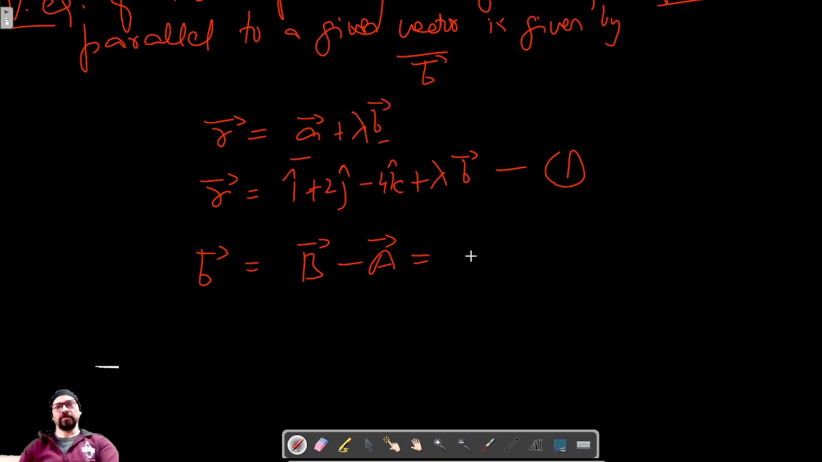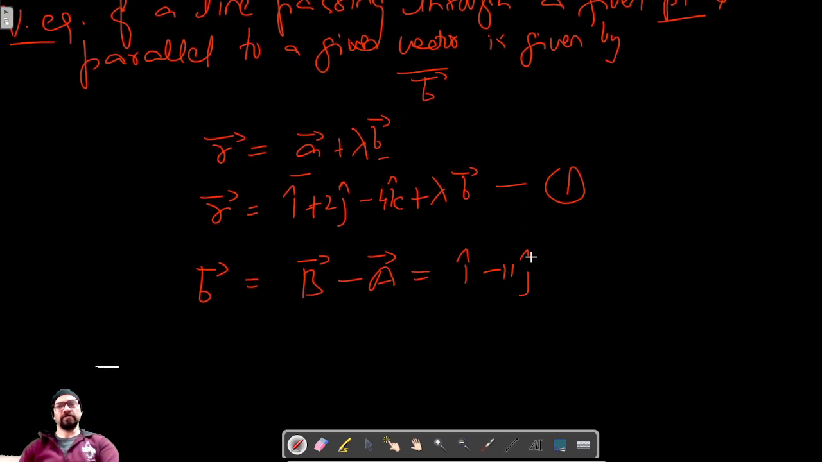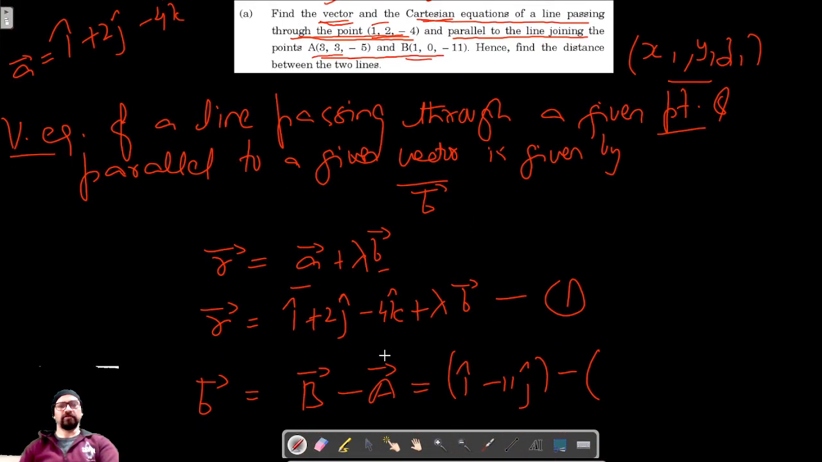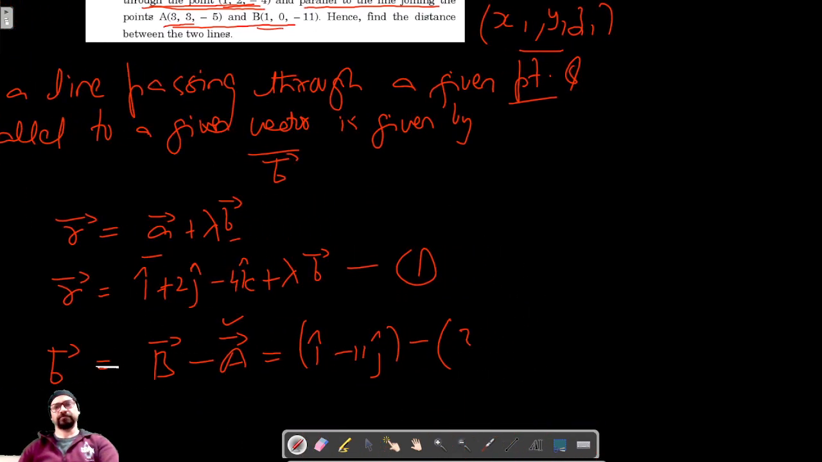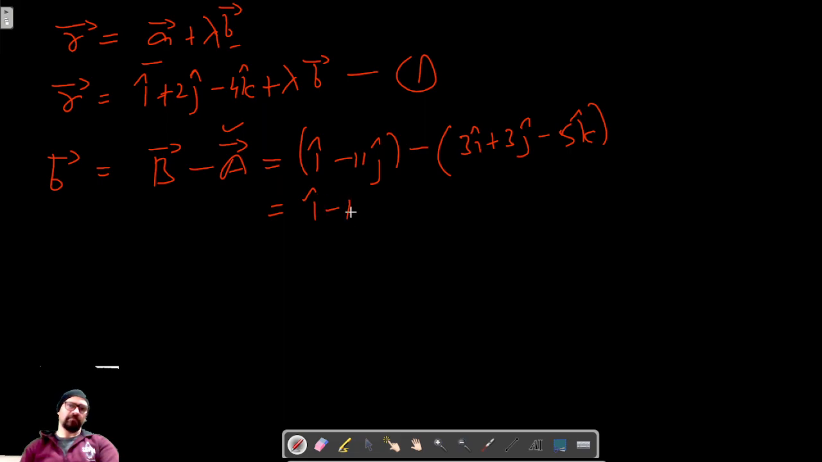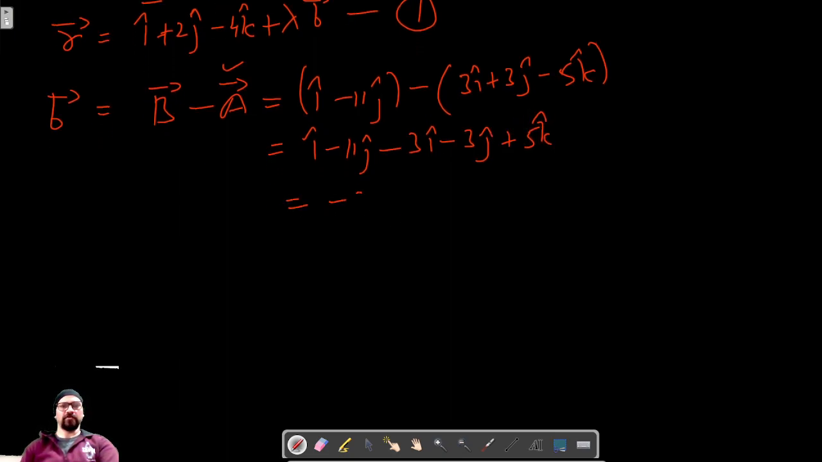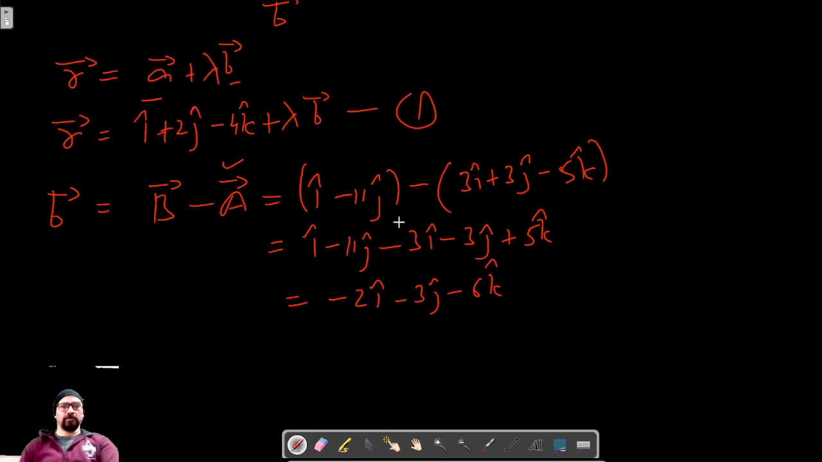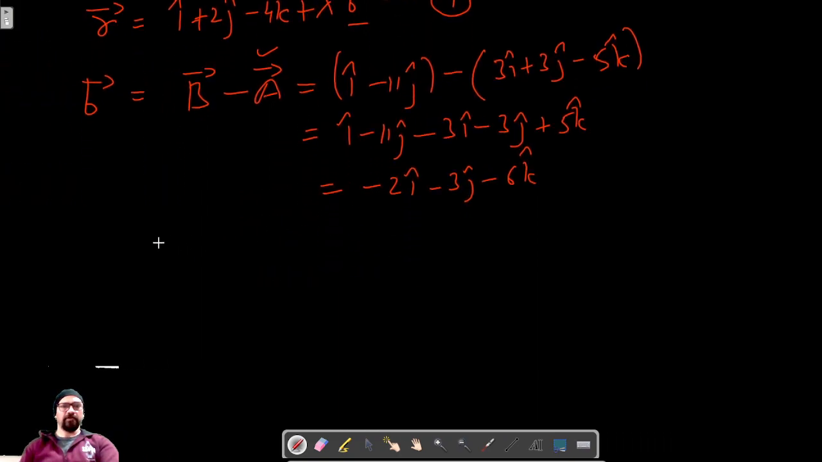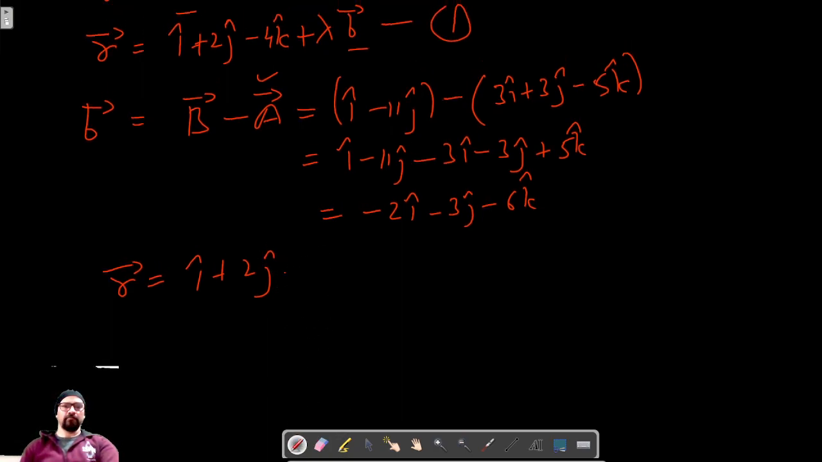So B is i cap minus 11j cap, minus the position vector of A, which is 3i cap plus 3j cap minus 5k cap. That gives me i cap minus 11j cap minus 3i cap minus 3j cap plus 5k cap. So this is now minus 2i cap minus 3j cap minus 6k cap. Okay, so let's put the value here. So this r vector becomes i cap plus 2j cap minus 4k cap plus lambda into minus 2i cap minus 3j cap minus 6k cap.